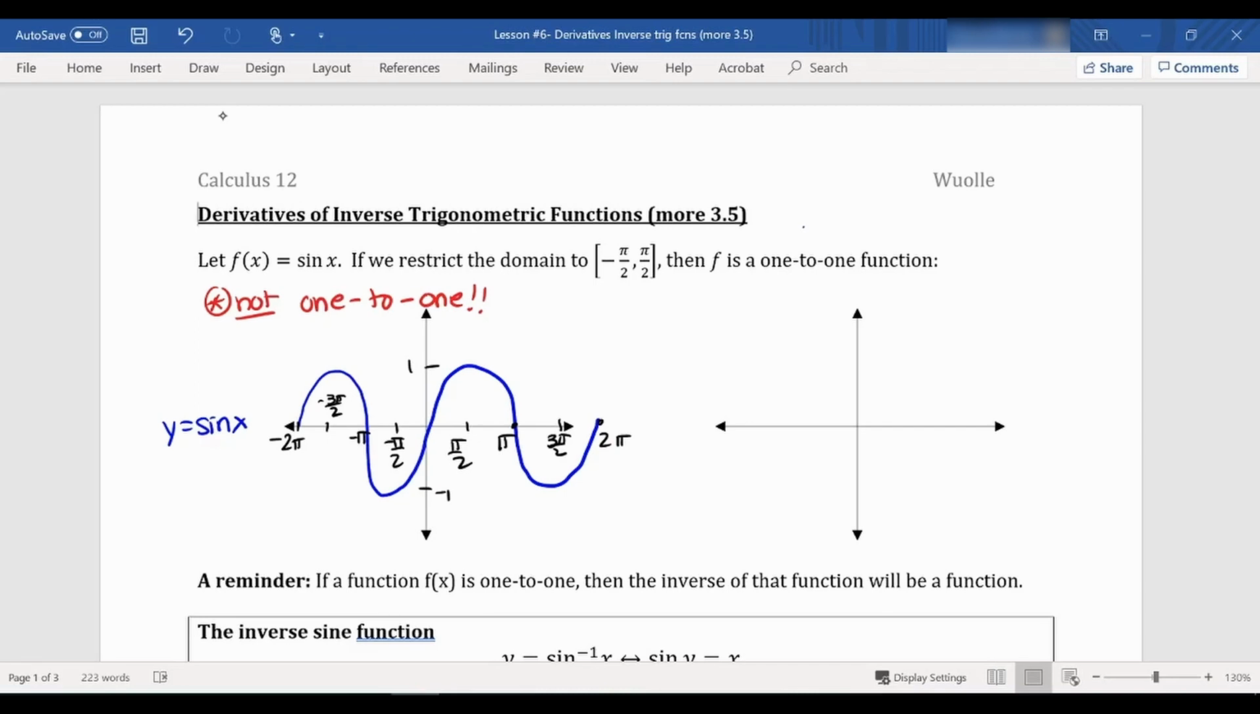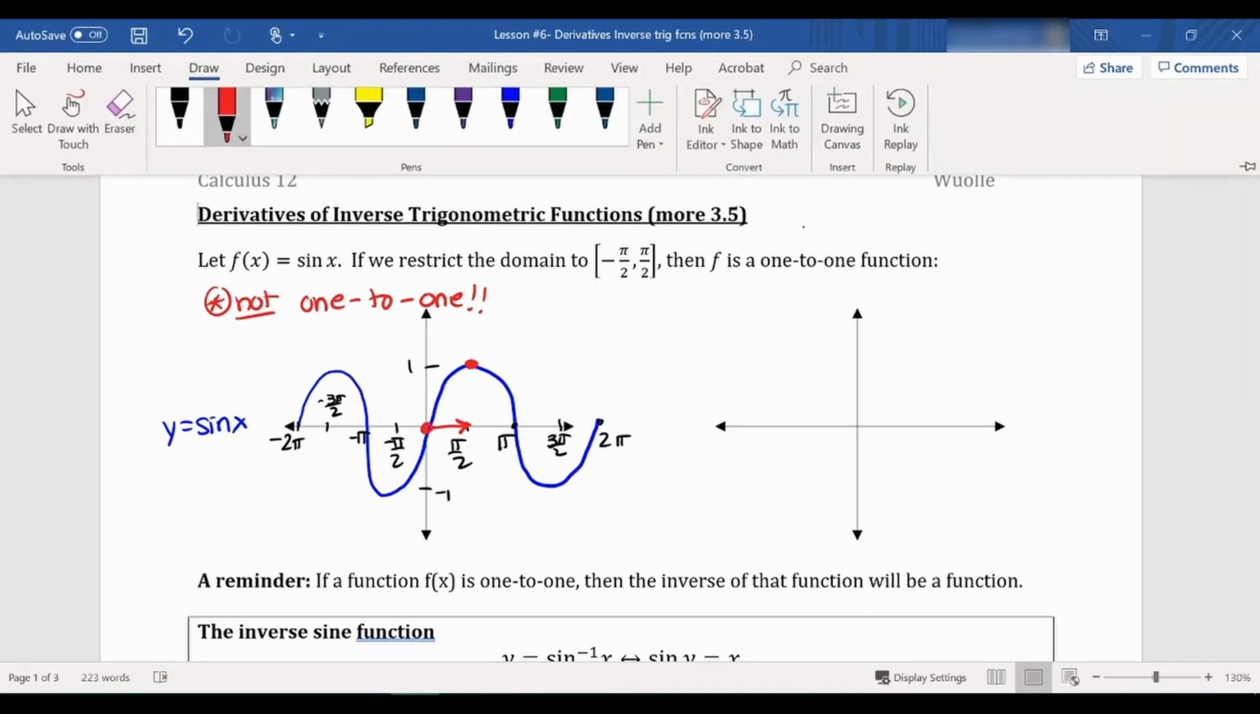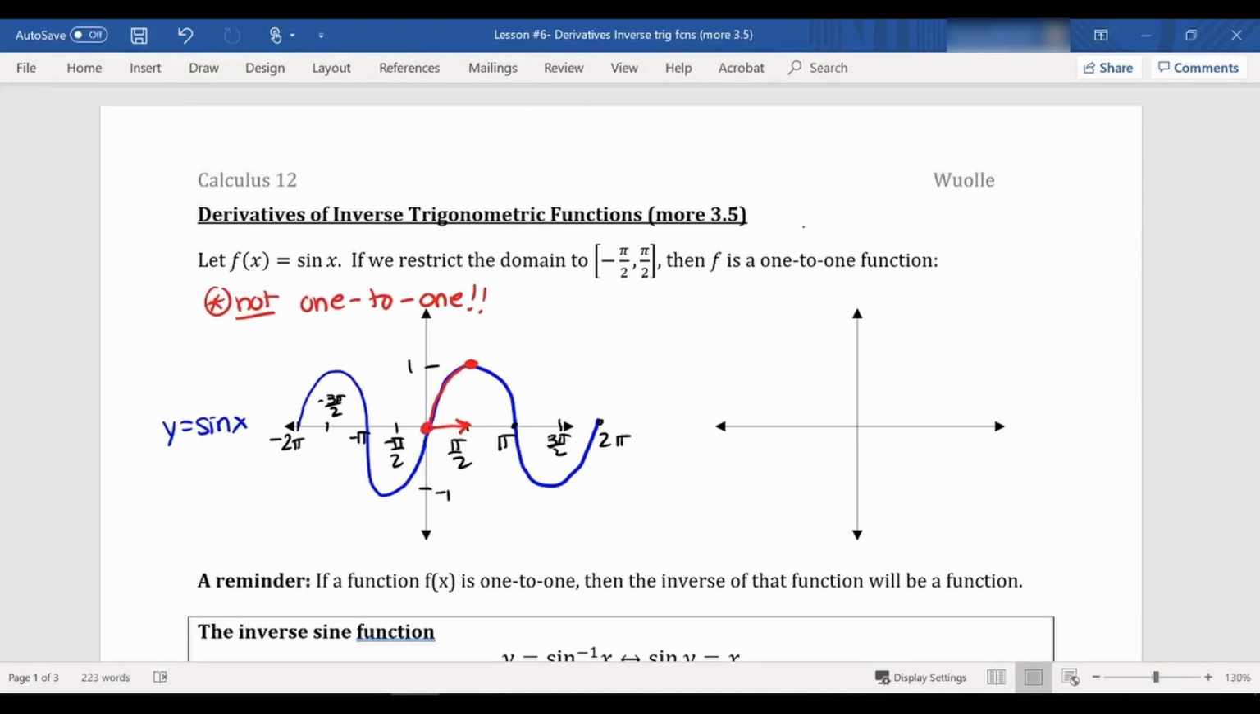There's a couple of ways I could do that. If I start my domain here and start moving over to the right, as soon as I hit this point here and go back down the curve, my y values start repeating and I'm no longer 1-to-1. So I would have to stop at this pi over 2 value and not keep going. I could travel from 0 up to pi over 2 before I start heading down the curve and repeating my y values. The other option is to head in the other direction, off to the left.